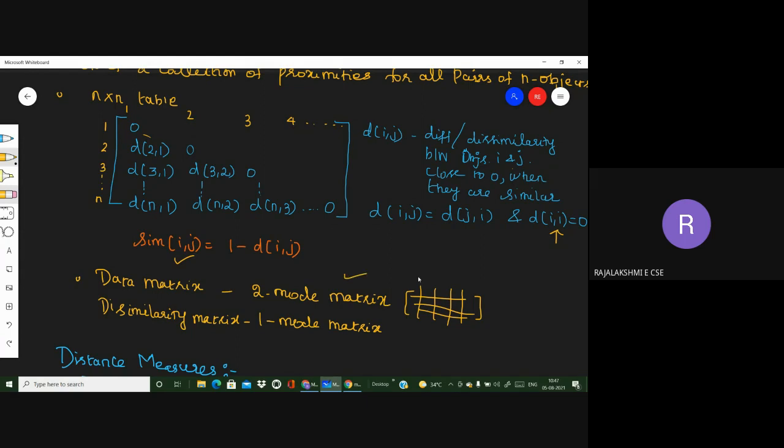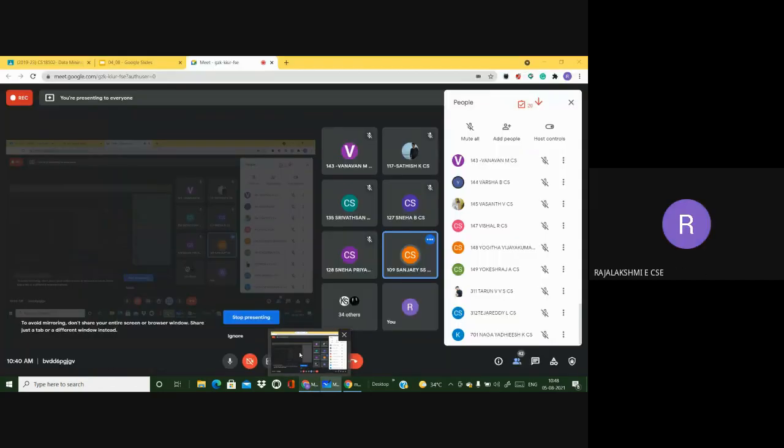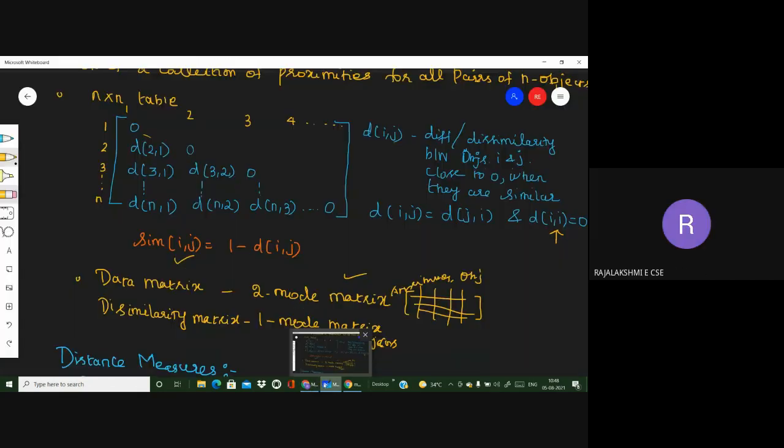But in case of the dissimilarity matrix, we are comparing only the data. The objects alone we are comparing. Here, attributes and objects are compared, correct? But here only objects are compared. Will you agree? We are comparing only objects. Yes or no? Yes. I am only going to see what the similarity is between the objects. So it is a one-mode matrix. Right? Therefore, the dissimilarity matrix is termed as a one-mode matrix.